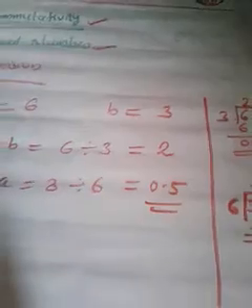Then what do we have to do? 30. We put a point and a 0. In 30 how many 6? 5. 5 sixes are 30. The remainder will be 0 and the answer will be 0.5. 3 divided by 6 is nothing but 0.5.